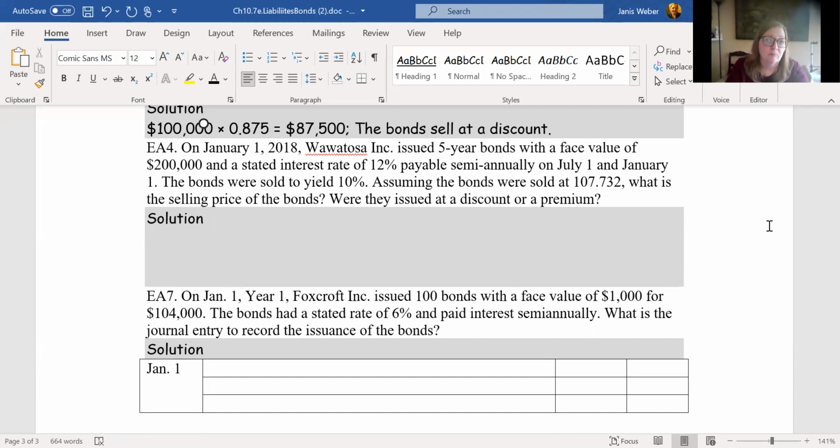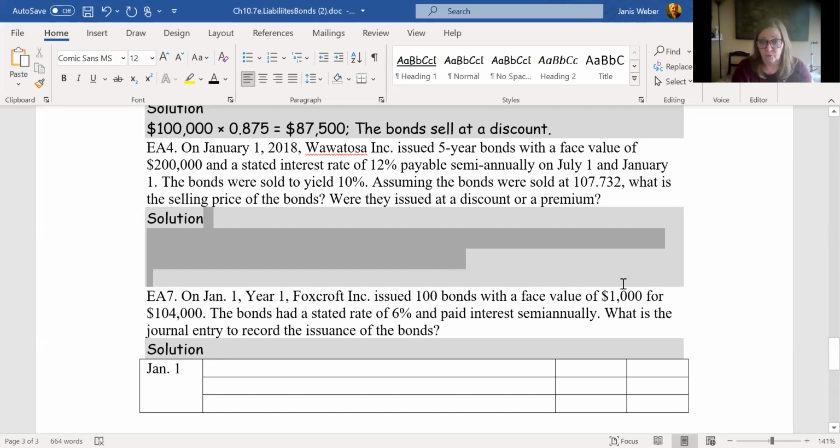So what they're telling you is the market rate, or effective rate, was 10%. If we're paying 12 and the market rate is 10, we're going to get a premium on our bonds, because supply and demand says people want our bond more, so they will pay more. So it's sold at a premium. That's very obvious because the market interest rate is less than our interest rate. The other way we know it's sold at a premium is that it says the bonds were sold at 107.732. If it's more than 100, it was sold for a premium.